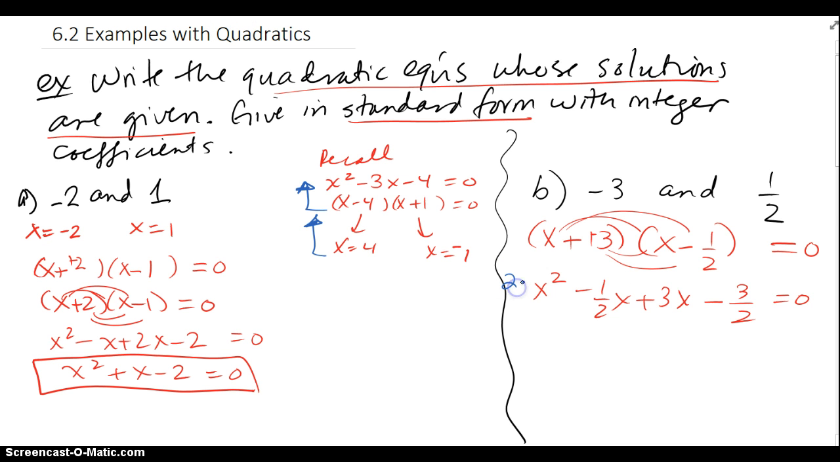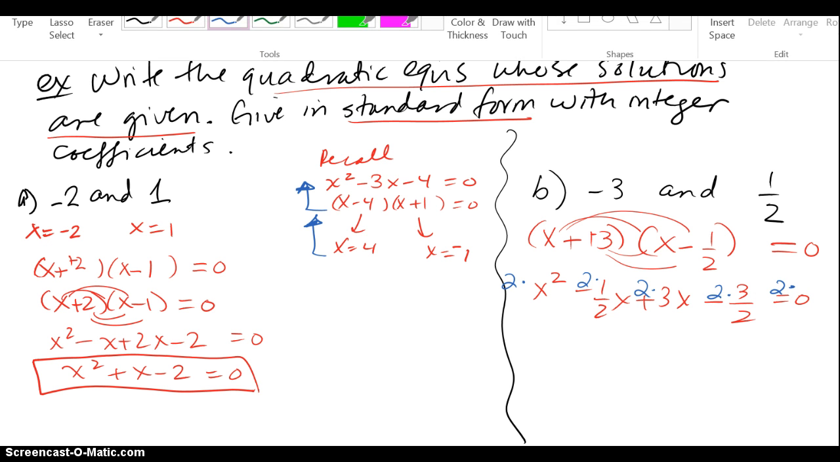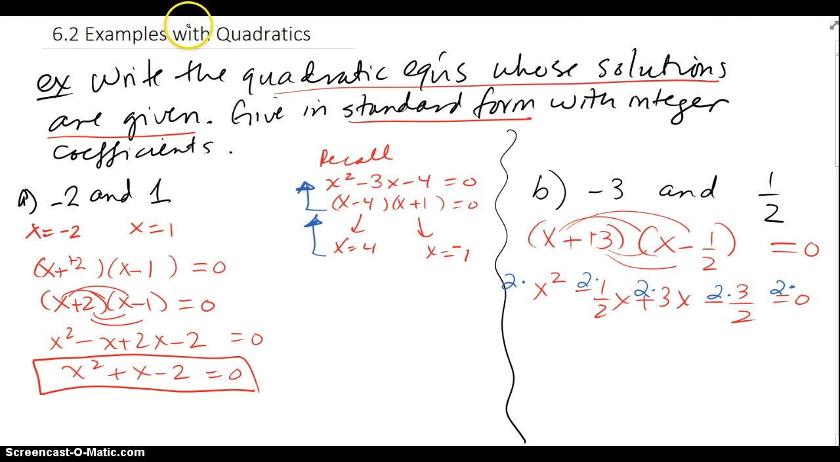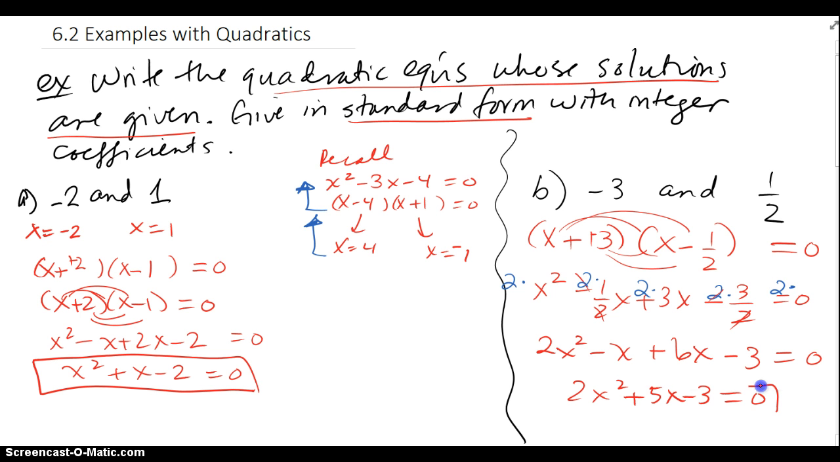I'm going to multiply all the chunks by the 2 to cancel things out. Remember, every single chunk must get multiplied by 2. So that's going to give me 2x squared minus 1x plus 6x minus just a 3, and 2 times 0 is 0. So that's going to give me 2x squared plus 5x minus 3 equals 0. In other words, these two solutions must have popped out of this original quadratic equation. So all we did again was retrace our steps backwards.